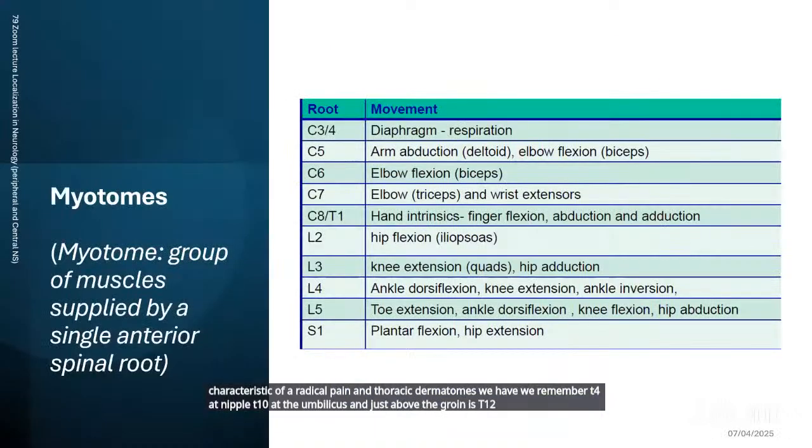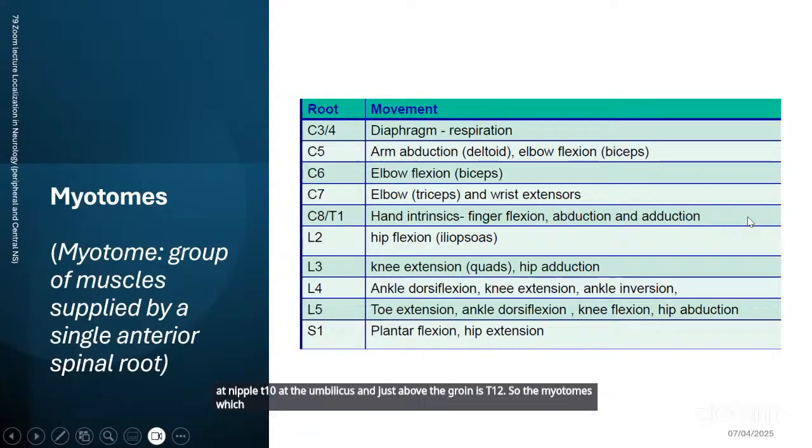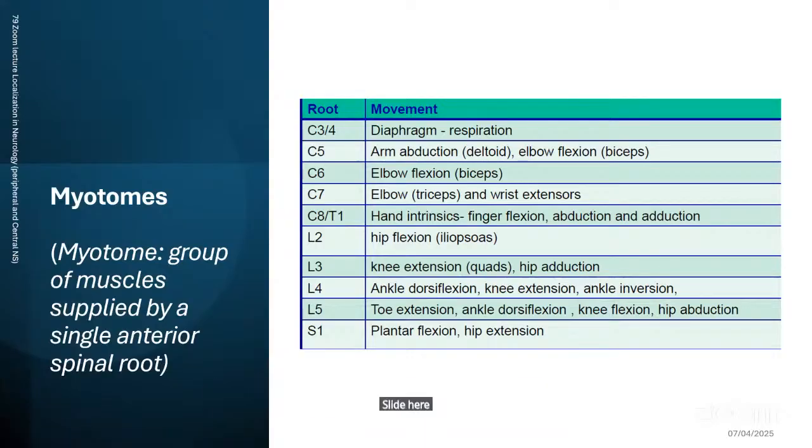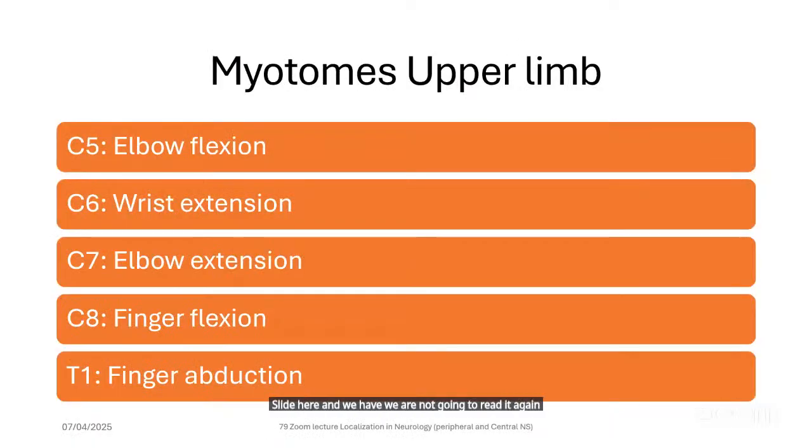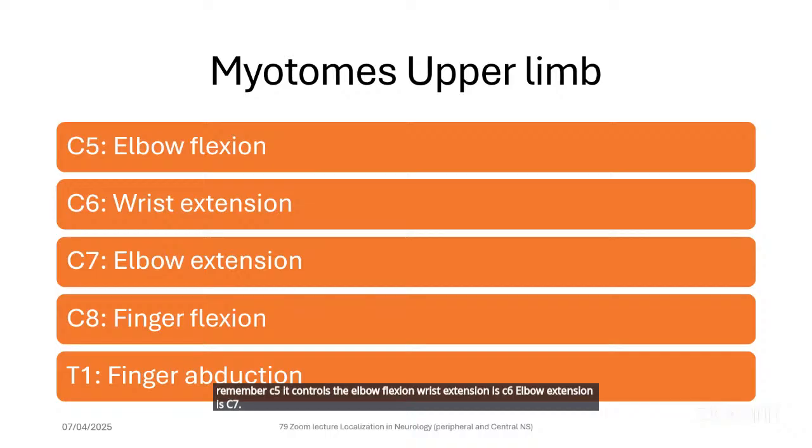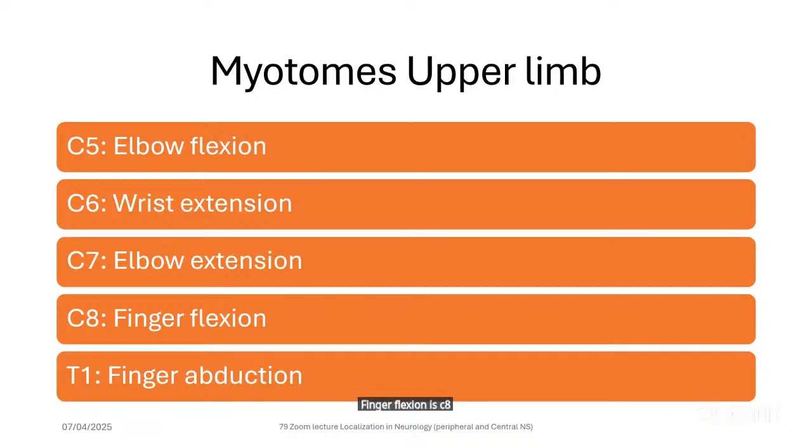So the myotomes, which we have already covered, we put the slide here again and we are not going to read it again. For the upper limb, just remember C5 controls the elbow flexion. Wrist extension is C6. Elbow extension is C7. Finger flexion is C8. T1 is finger abduction. So these are the movements that are controlled by the spinal segments of C5, C6, C7, C8, T1.